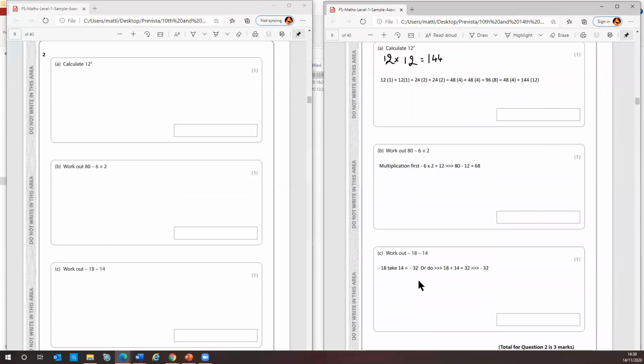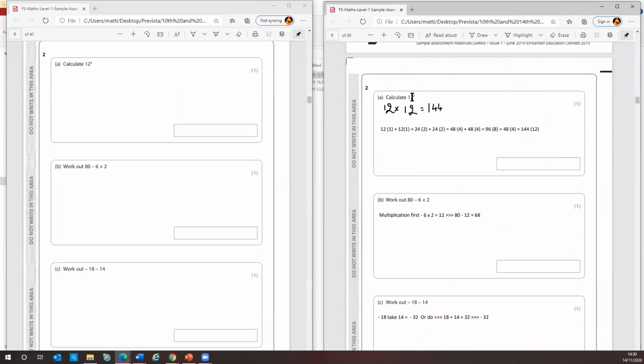Okay, so here we go. Basically, 12 times 12, 12 squared. You're timesing the number by itself. If it was a little 3 up there, it would be cubed, so you're timesing it 3 times.